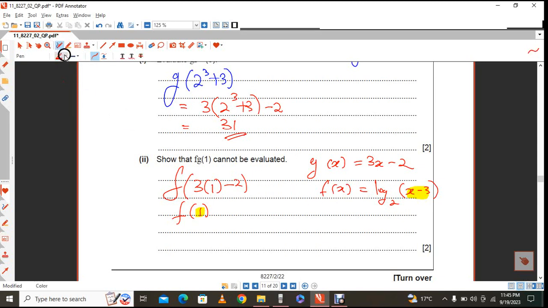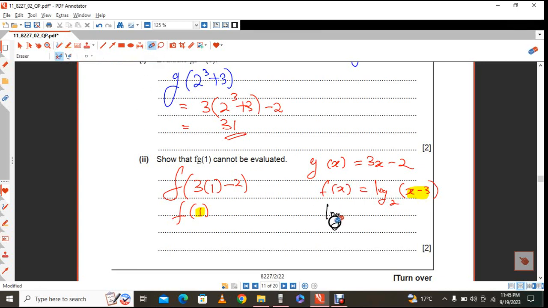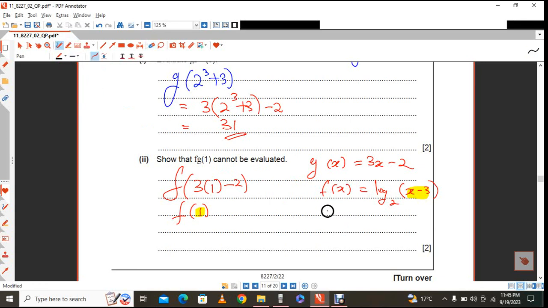So it will be something like log. So we say f of g of 1 then gives you log base 2 of g of 1 minus 3, which gives you a negative value, and it's not possible. Okay, so you can go ahead and say the domain, which we know the domain of f was x should be greater than 3, and in this particular case you realize that it is not the case. Okay, so therefore it's impossible.